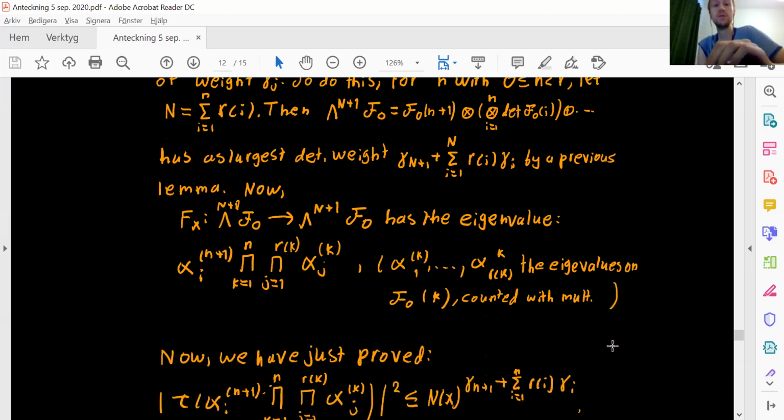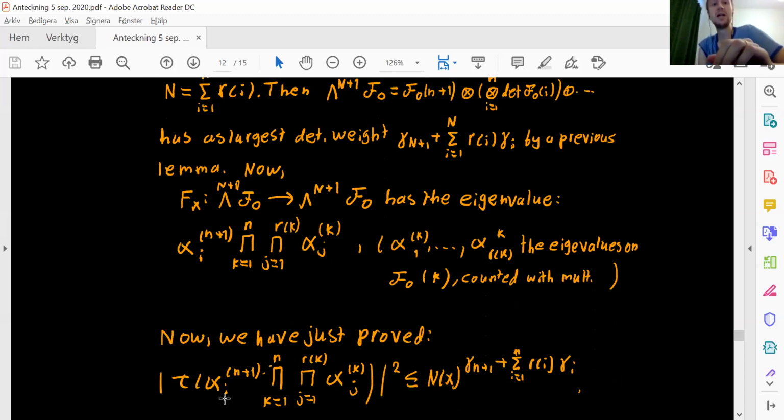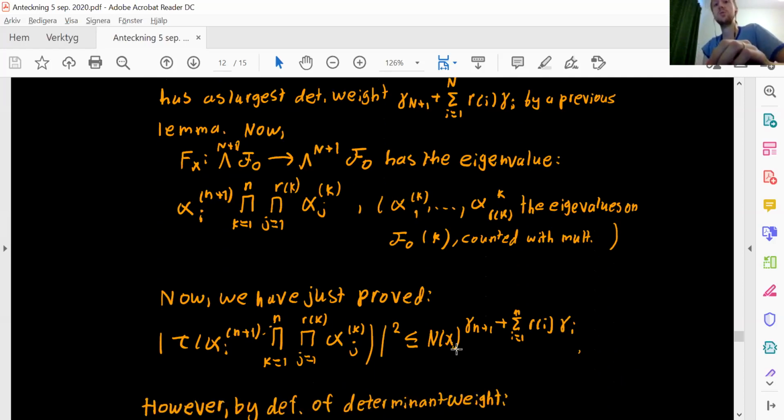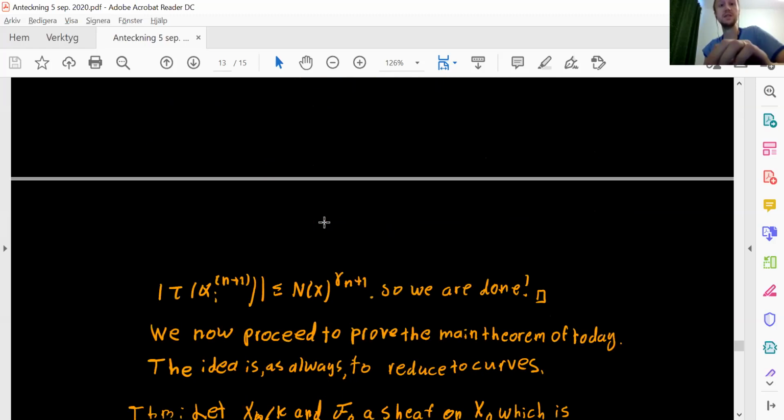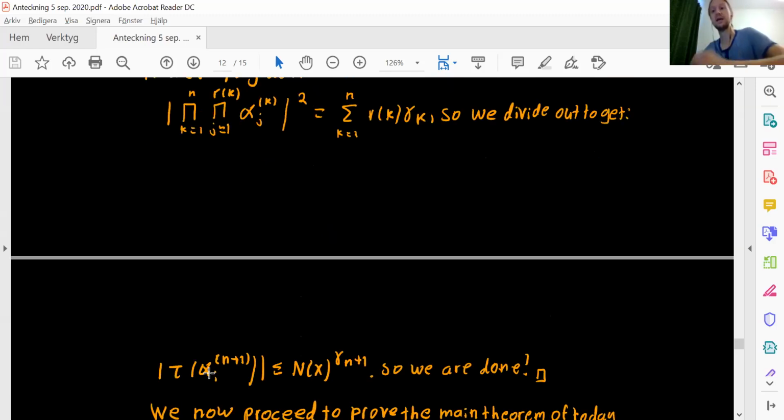But we have now just proved previously that we have the inequality that tau of alpha i n plus 1 times this product is precisely less than or equal to n of x of the top of the maximal determinant weight. This is precisely what it is. But now you can see that the definition of determinant weight precisely implies that this product here is just the sum from 1 to n of rk gamma k. So we can just divide out by this factor here. And this gives us that tau of alpha i n plus 1 is less than or equal to n of x gamma n plus 1. And this says that we're done.